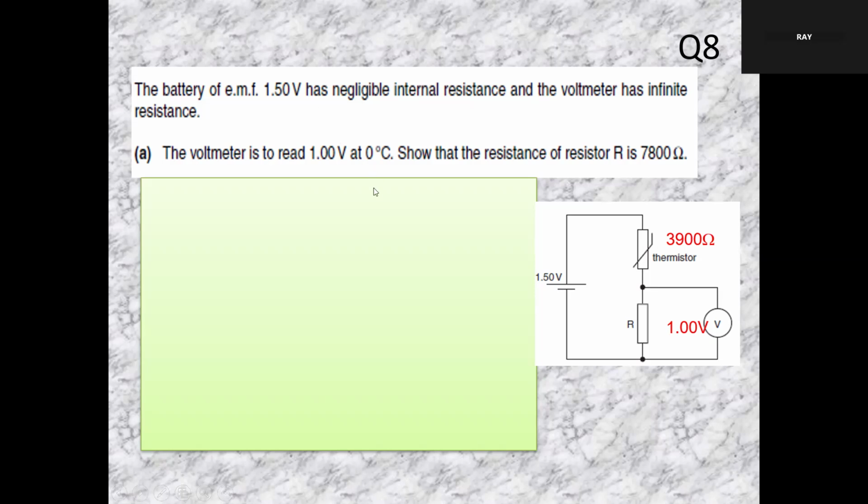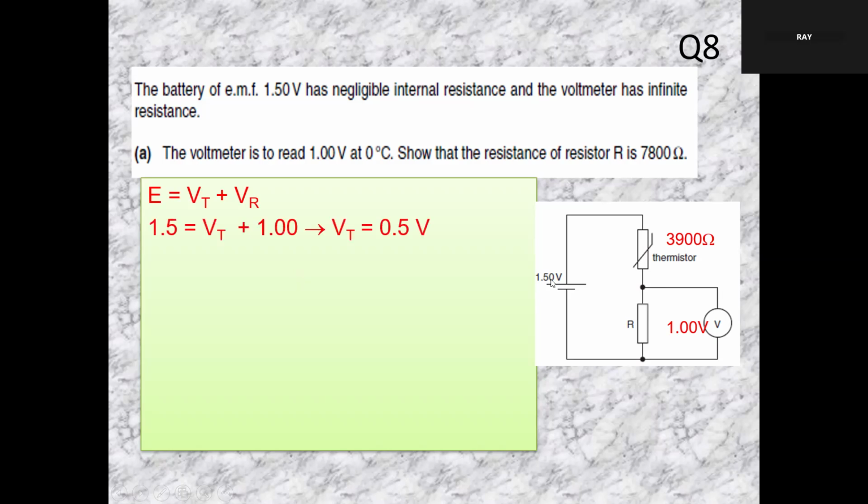Right? You are given 1 volt here, so there must be 0.5 volt here. With 0.5 volt, you can calculate the current through the thermistor. Current through the thermistor is the same as current through R. Then you can calculate R. That one equals the potential difference across the thermistor and across R. That's why it's written there.